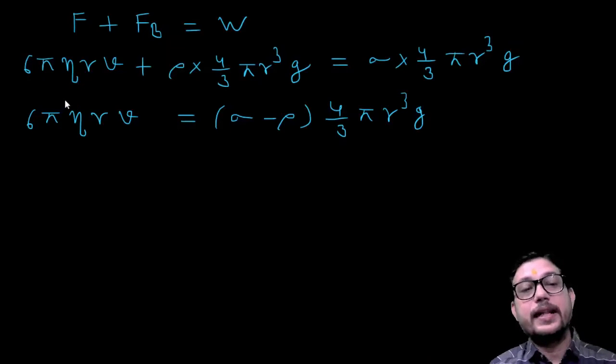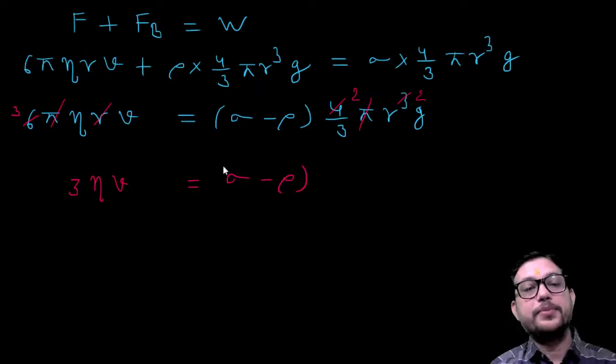So here you can see that pi and pi cancel out, first thing. Second, 2 3s are 6 and 2 2s are 4, we can cancel out, and r can also be cancelled out. So it will be r, and here the power remains 2 only. So finally we get here 3 times eta times v. Okay, and here we get sigma minus rho times 2 by 3 r square g.